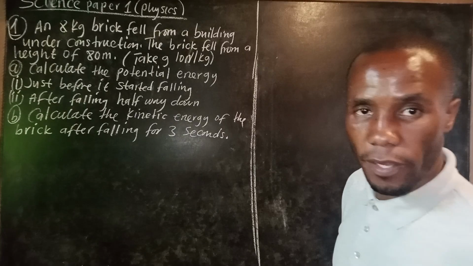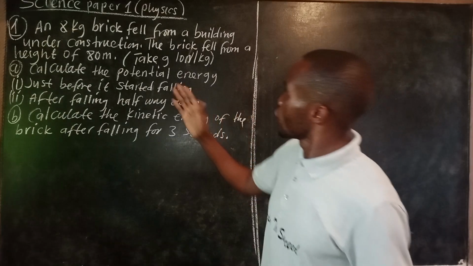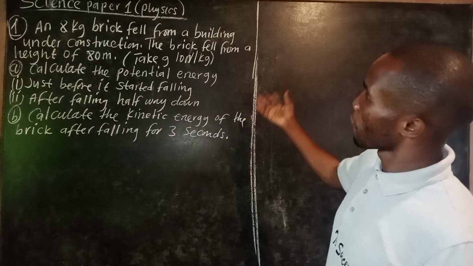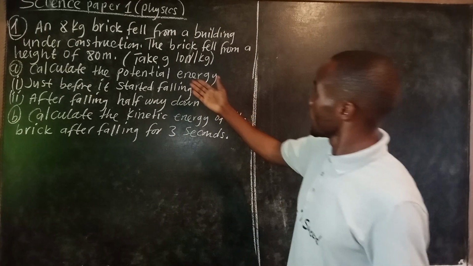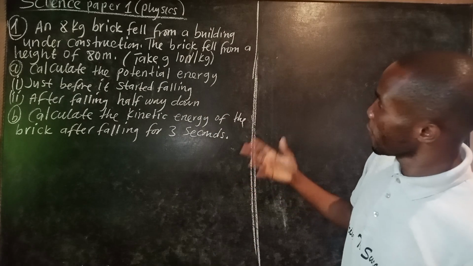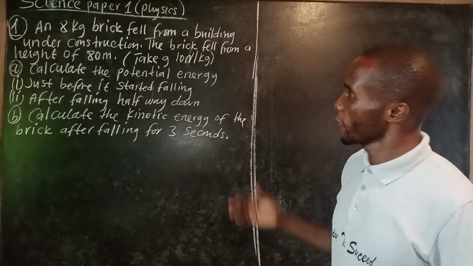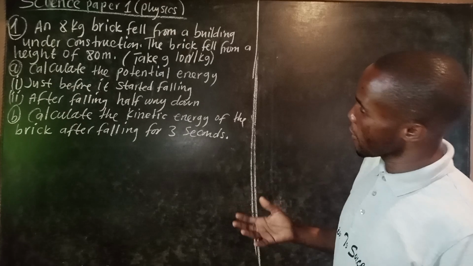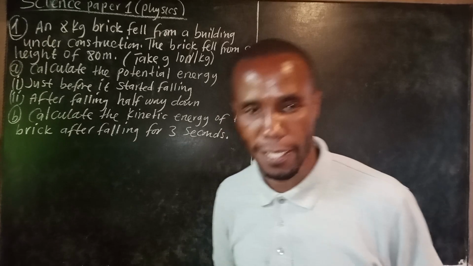Quickly, let us go through and see how best we can handle it. An 8 kg brick fell from a building under construction. The brick fell from a height of 80 meters. Then take g as 10 newtons per kg. A, calculate the potential energy: 1, just before it started falling; 2, after falling halfway down. Then B, calculate the kinetic energy of the brick after falling for 3 seconds.